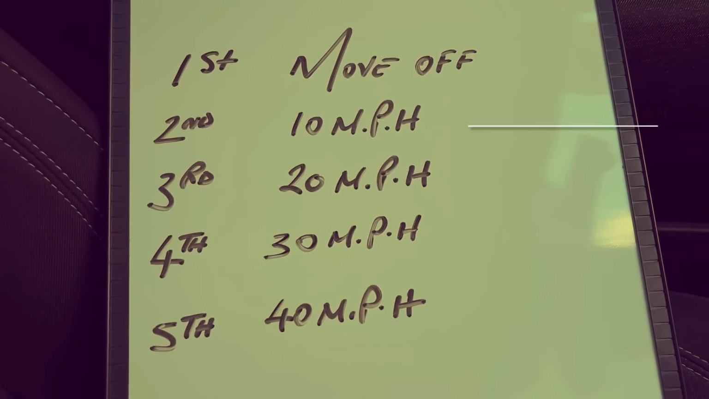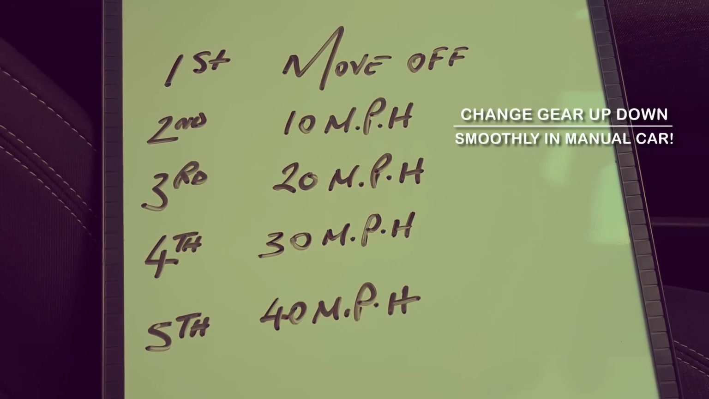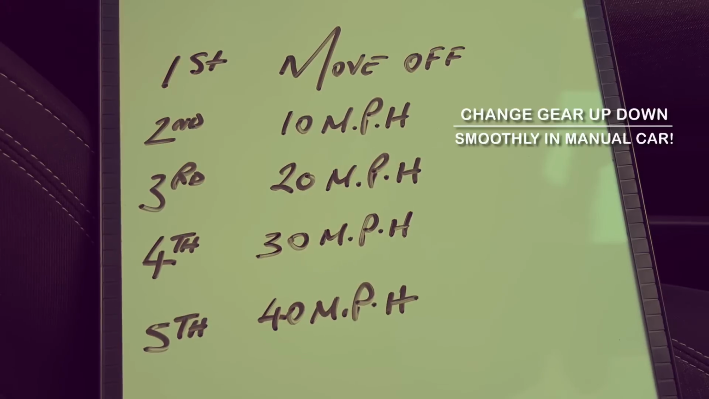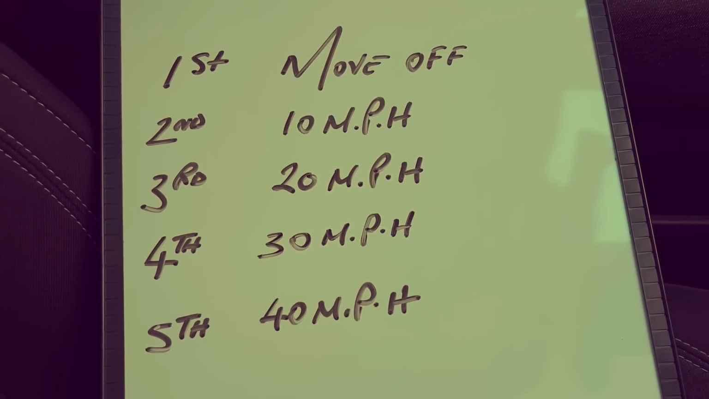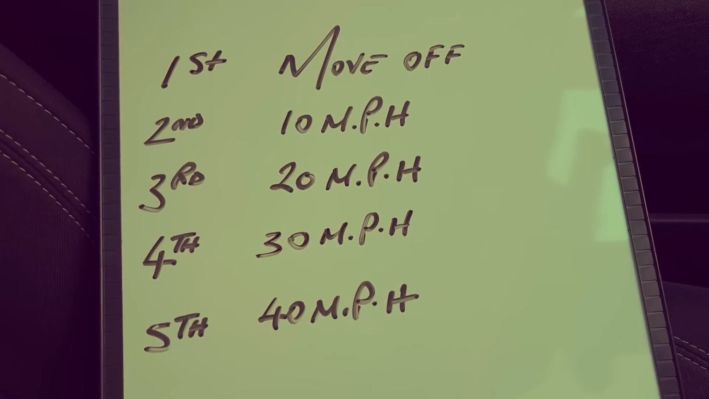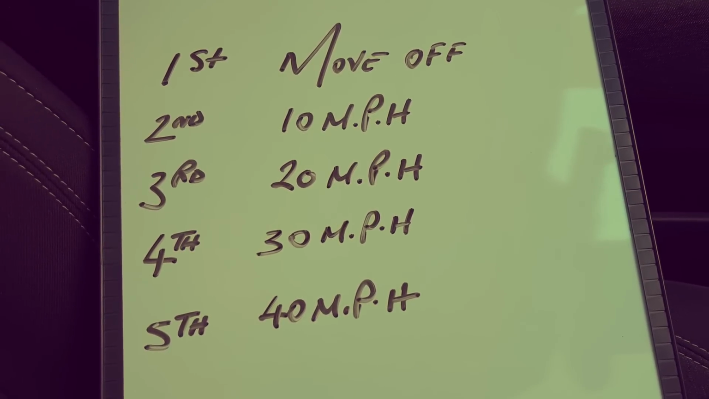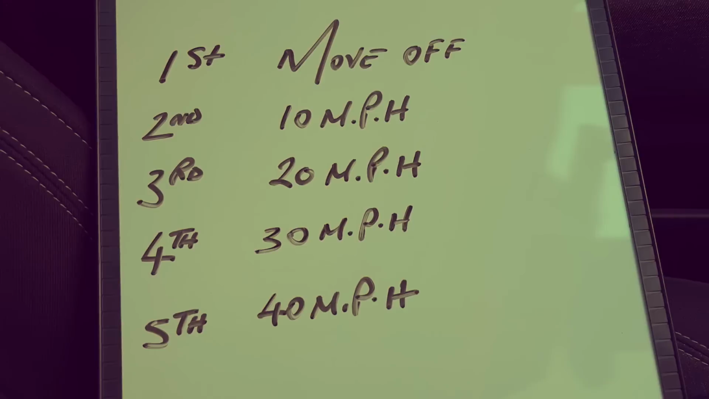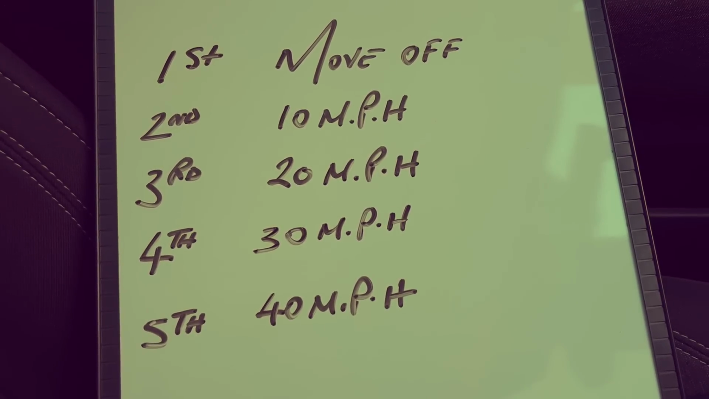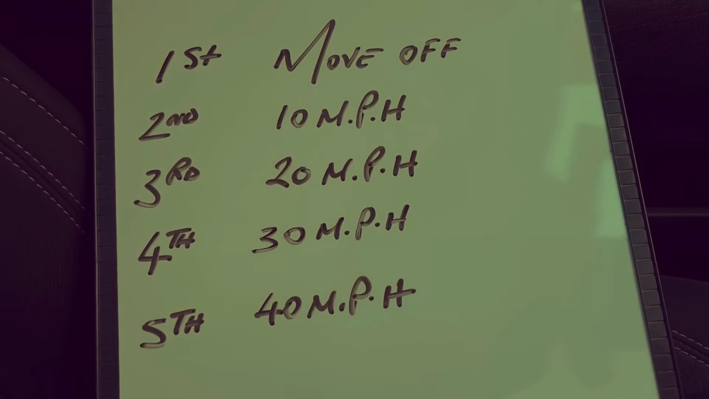As you can see, on first gear, you move the car off. On second gear, when you reach 10 miles per hour. Third gear, when you reach 20 miles per hour. And then from 20 to 30, leave it in third gear. If you do reach 30 and you know that you're going to be driving for a while, then go to fourth gear. Otherwise, leave it in third gear. So on fourth, 30 miles per hour, if you're going to be driving for a while, and then at 40, go to fifth gear.